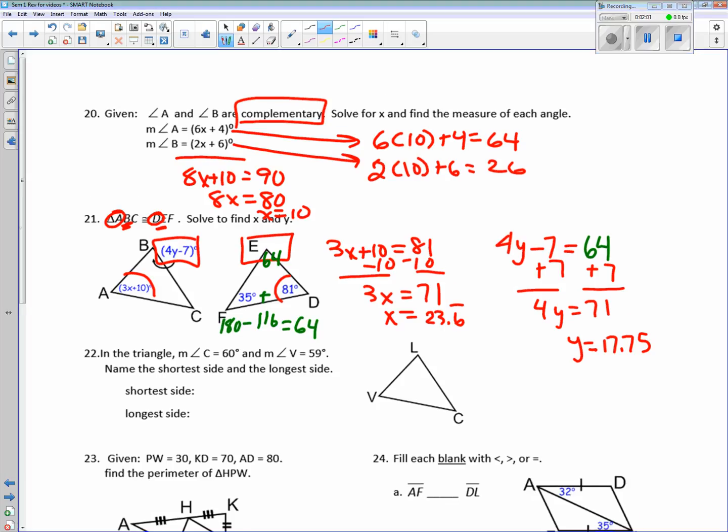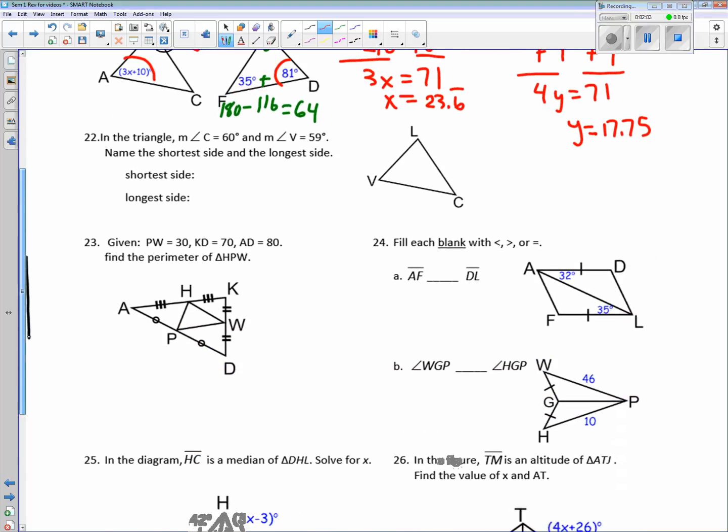In number 22, this triangle angle C is 60, angle V is 59. You want to know the shortest and longest side. Well, I need all three angles first. If I subtract those two angles from 180, what I find is that angle L is 61. Now I go to work.